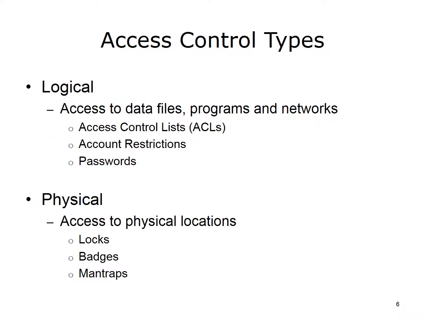Slide 6. There are two types of access control, logical and physical. Logical access control is managing access to data files, programs, and networks. Methods for controlling logical access include access control lists, ACLs, account restrictions, and authentication methods. Physical access control is managing who has access to physical locations. Methods include locks, ID badges, and man-traps. Man-traps will be explained later in the unit.